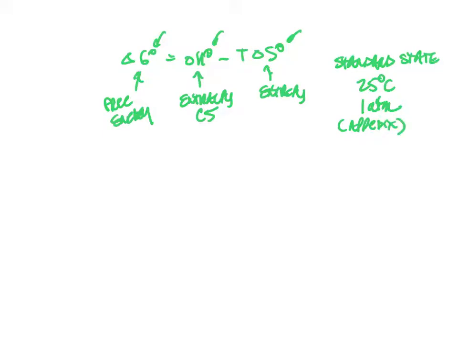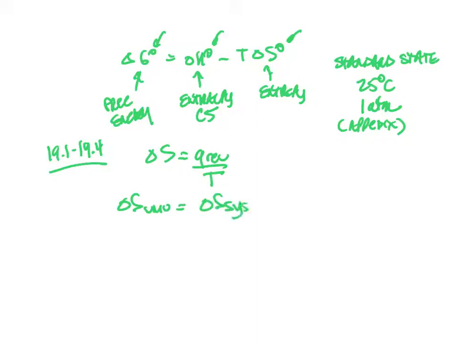So I want to say, let's break this chapter up into two pieces. We kind of did this before you left on break. We said, let's consider 19.1 and 19.4 together. There are two key equations. Delta S is Q reversible over T, kind of drops in out of nowhere. And delta S of the universe is equal to delta S of the system plus delta S of the surroundings.